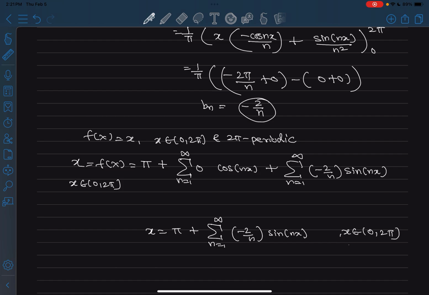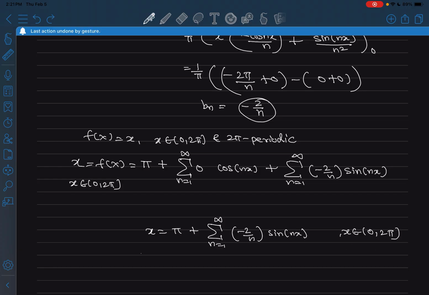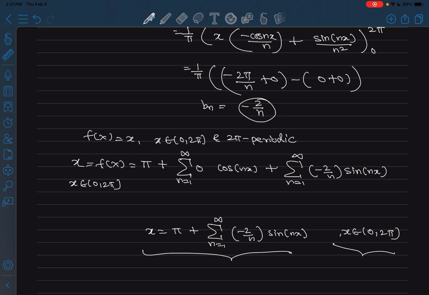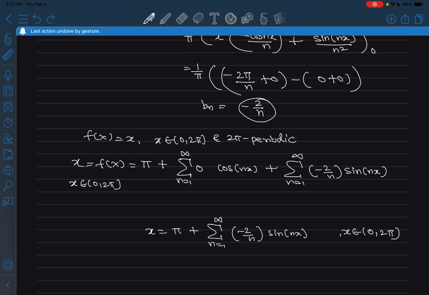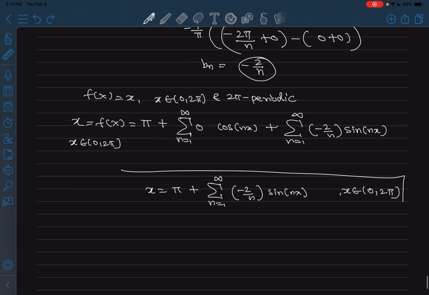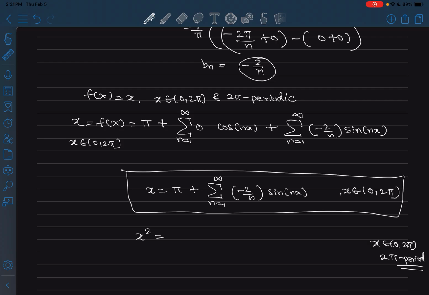It's always important to know the domain in which x lies, right? Because the series can be different if the domain was, like, minus pi to pi. That's why I'm always trying to write it. Okay, so yeah, we got the series for x. Now, in a similar manner, we can also find the series for x square. So the series for x square for x belonging to 0 to 2 pi and 2 pi periodic. It's also essential to know the period, because let's say if I wanted a pi periodic function on 0 to pi, that will also be different. So it's important to know that.